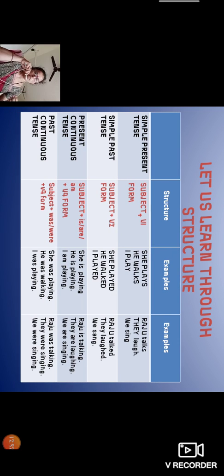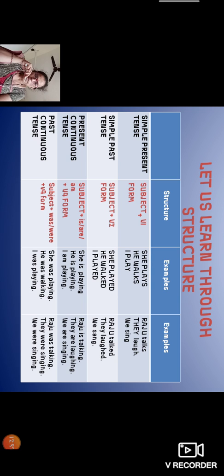So children, for this we have structures, okay. So these structures, if you keep in your mind, like you have tables in mathematics, right? You learn the tables, it will help you to do the multiplication problems, right? So in the same way, these structures will help you to remember the tense forms and all. Okay, which tense, what is the structure we have to use?